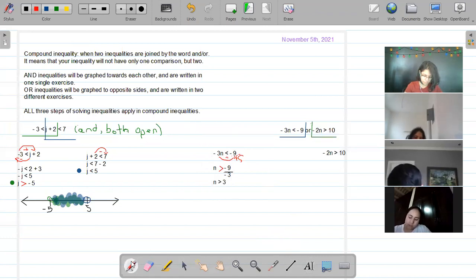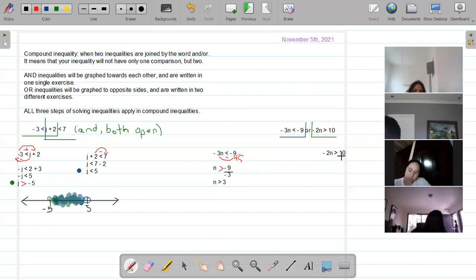Again, all variables on the left, check. All constants on the right, check. So we just need to simplify and pass this negative 2 to the other side. Also dividing, and also flip the sign, okay?